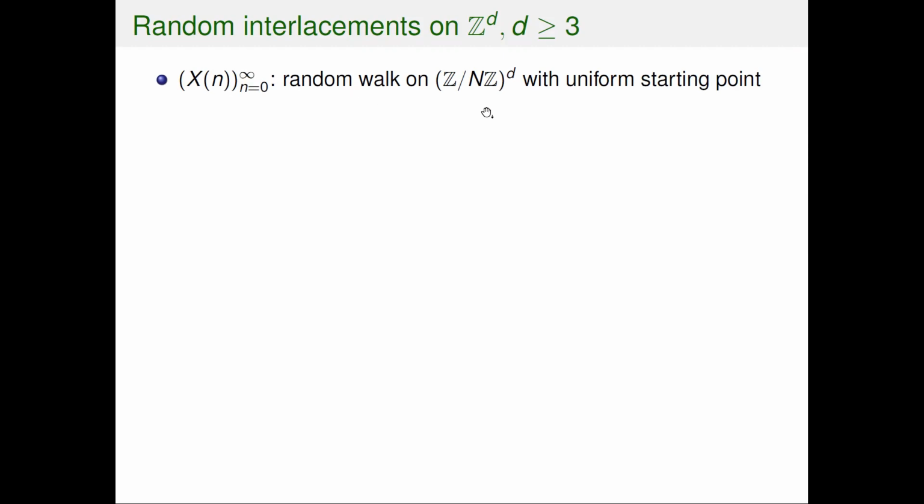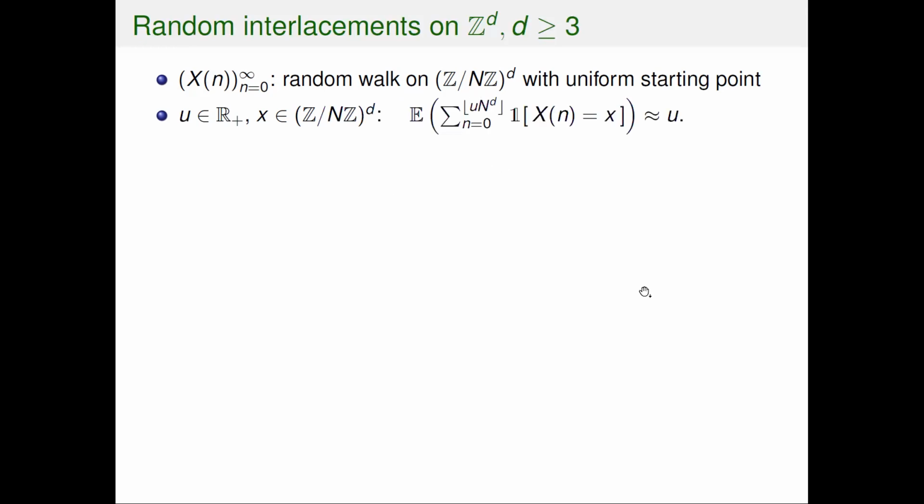So let's consider a random walk on the d-dimensional integer torus with side length n. And I'm going to denote this random walk by X_n, so the location of the walker at time n is X_n. And let's start this random walk from a uniformly chosen starting point on the torus. And I'm also going to fix a positive parameter u, and I'm going to denote a general vertex of the torus by x.